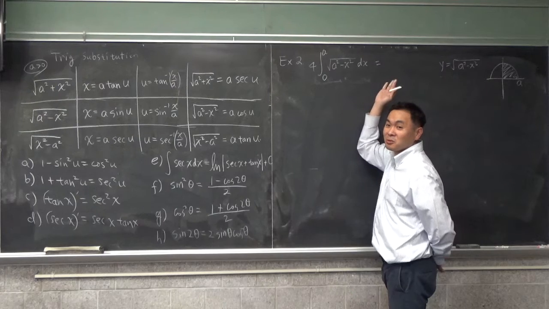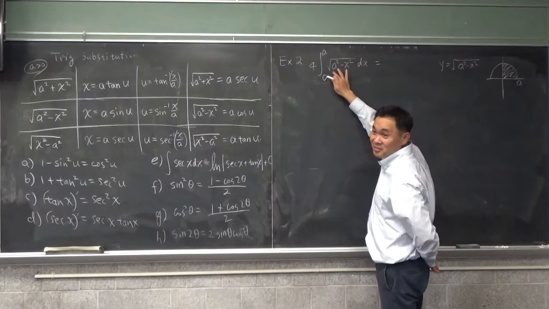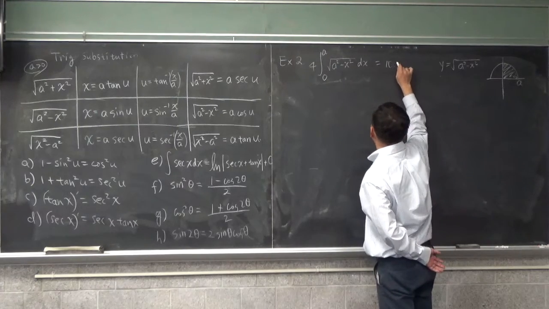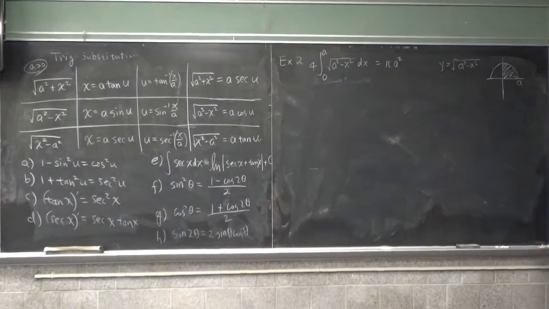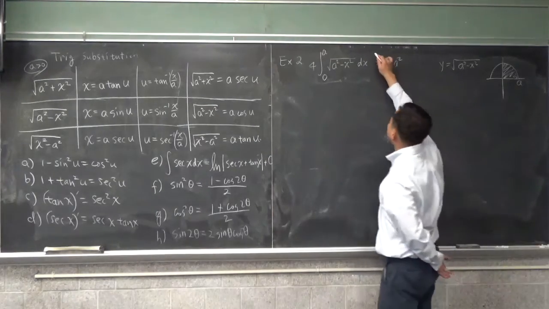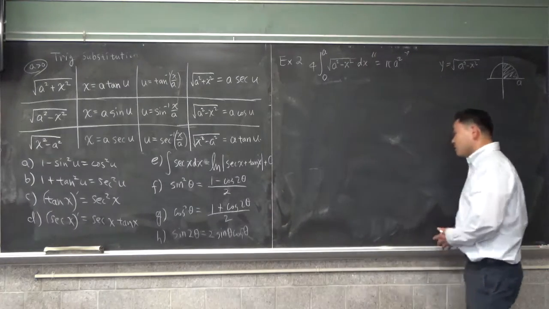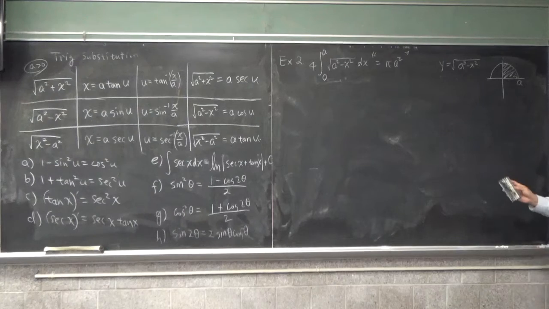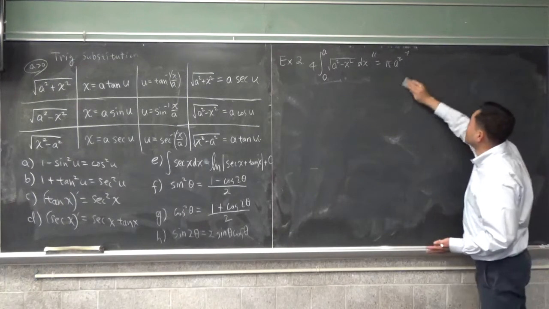What's the value of this integral? It's pi r squared, or pi a squared. That's the formula for the circle area. The area of the circle is pi a squared. So we actually know the answer. But here we're just using some facts from high school geometry or before.